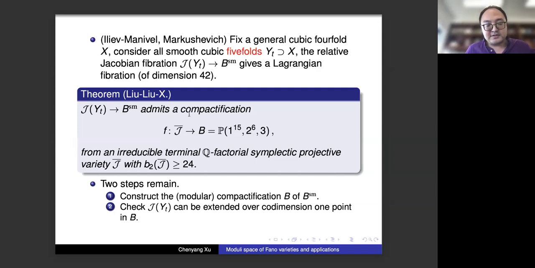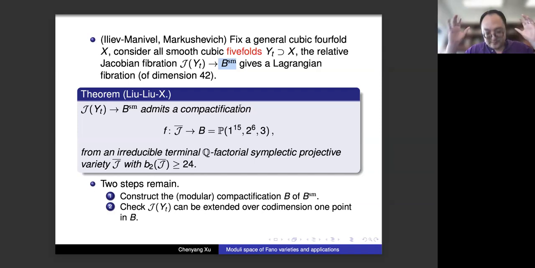Then what do we have to do? We have to compactify B^sm. This open part only parametrizes smooth ones, but now I want to compactify this, and then show that the Jacobian fibration structure can be extended over codimension 1 points. Here, I think the difference between our strategy and LSV is that LSV got the compactification of the base, and also got the explicit compactification of the total space.